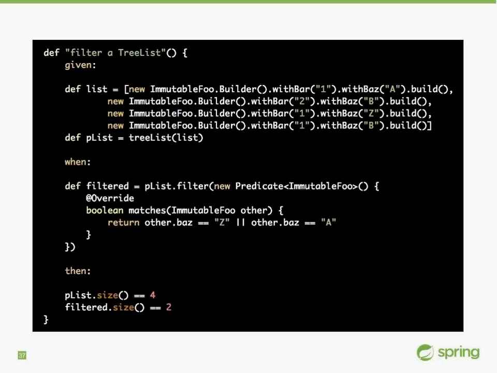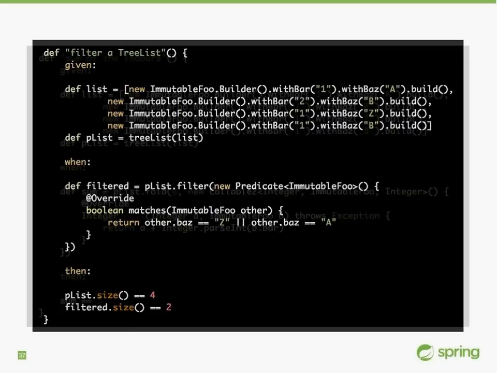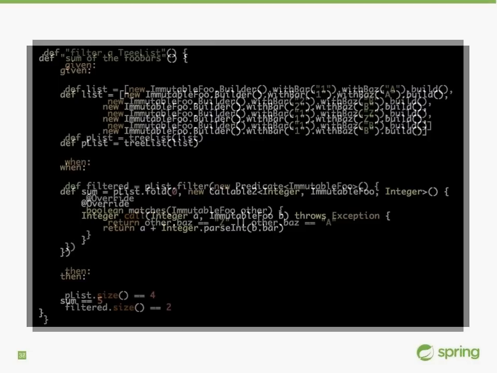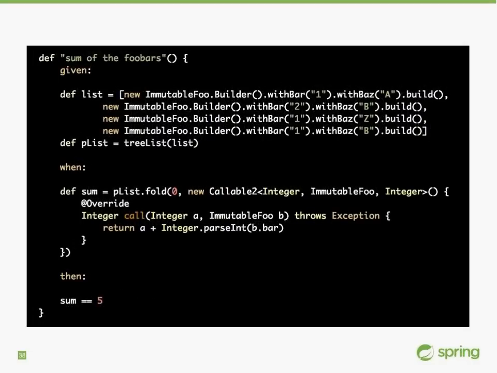So now let's look at summarizing operations. Again, given state, the same data structure that we began with. So 4-element list, we're going to create a tree list from that. And what we want to do now is a summarizing operation, which is to take the sum of all of the integer values associated with bar. The way we're going to do that is with a fold operation.